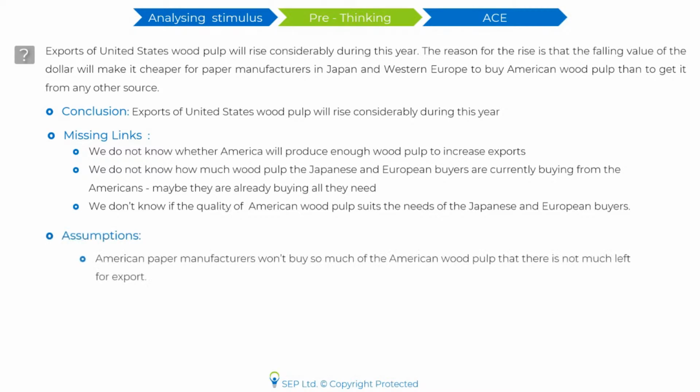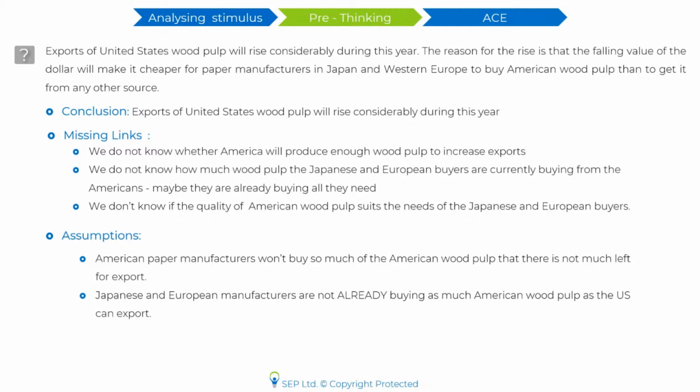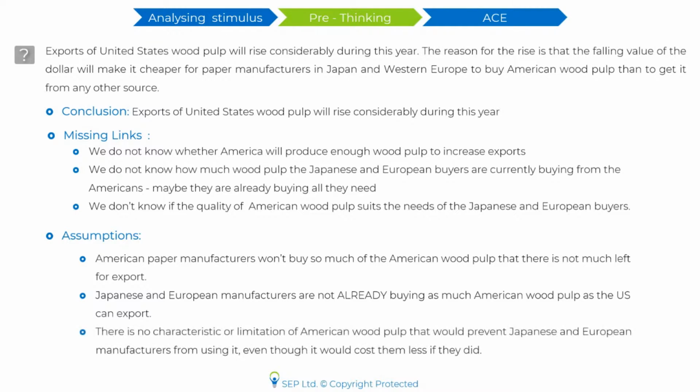So these assumptions have been made. It has been assumed that American paper manufacturers' demand is not going to exceed so much that the domestic consumption of American wood pulp will increase, which will not leave much for exports. Similarly, we have assumed that the Japanese and European manufacturers are not already buying as much American wood pulp as they needed. And of course, there is no quality issue with the American wood pulp. There is no limitation in the American wood pulp that would prevent the Japanese from buying it. So these are the thought processes.